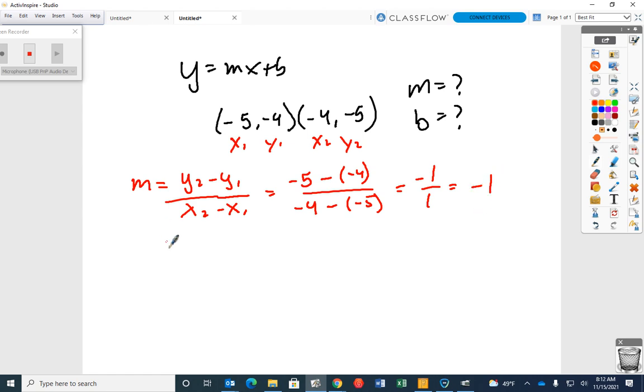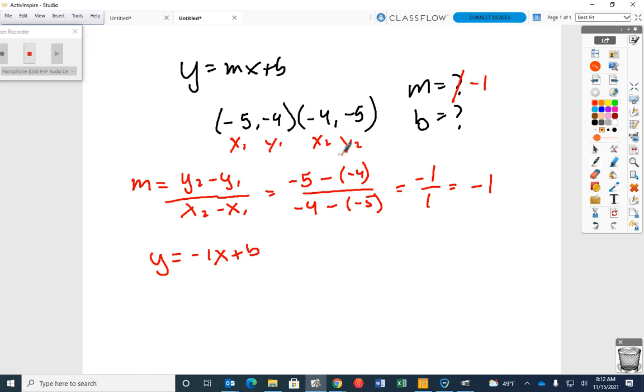Okay. So then I have y. Oh, I can go up here and replace this. This is no longer a question mark. It's negative 1. Y equals negative 1x plus b. Okay? All right. Who chose a point? Okay. Let's see. Sarah, what point did you choose? First one or the second one? Second one. Okay.